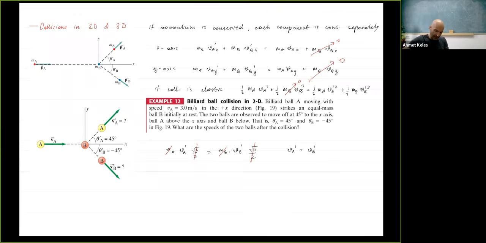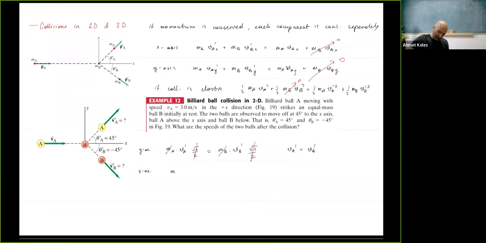Now I can think about, okay, this one was the y axis. Now I can think about the x axis. For initial momentum, I have m times VA should be equal to m times VA prime times cosine 45, which is root 2 over 2, plus m times, but VB prime is equal to VA prime, they are identical, and this is root 2 over 2. So cancel m's.